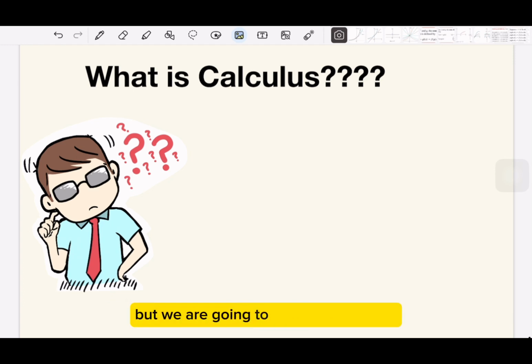But we are going to specify the math, which is calculus. Because math is quite large, right? We have geometry, we have statistics, and so on, right? And we have calculus. Any other opinion? What is calculus? I'm going to the left side here.